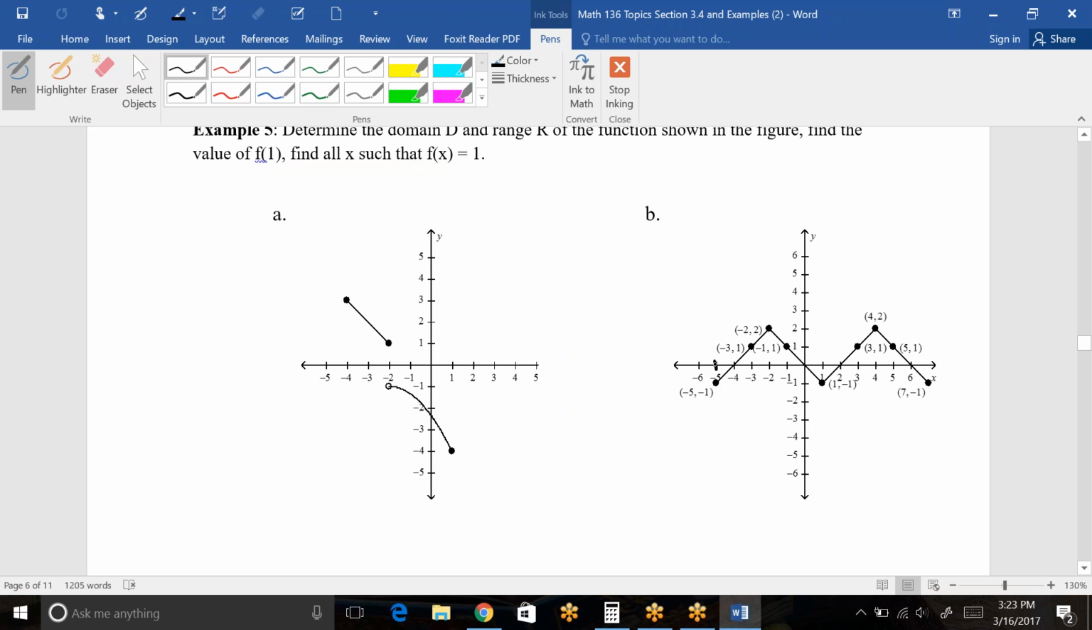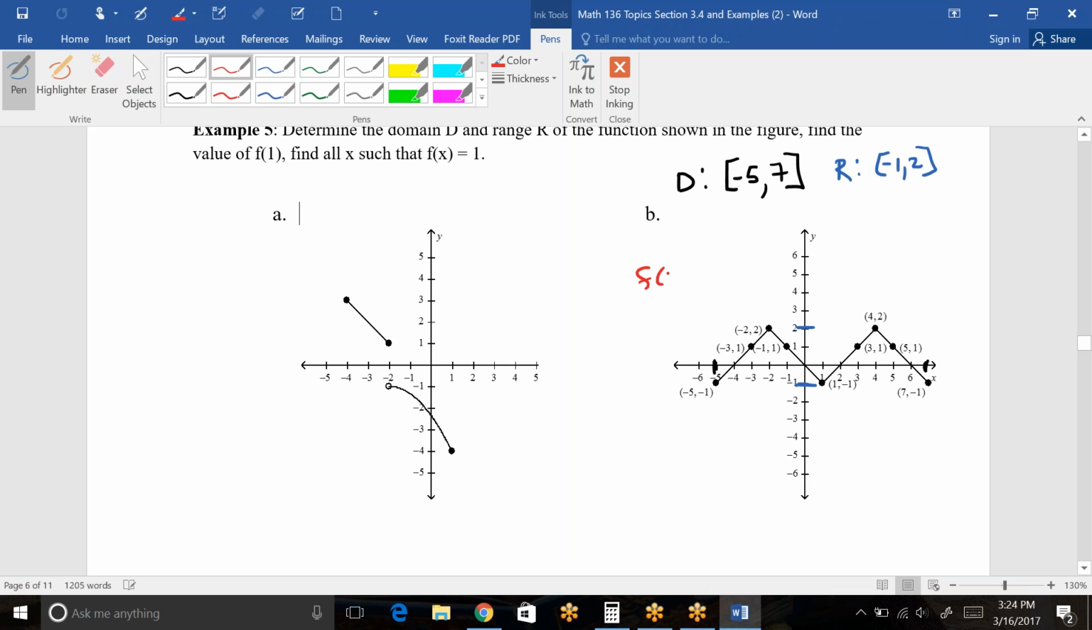So for this first one, I'm going to mark off on the x-axis, where does this start and end? So for the domain, I start at -5 and I end at 7. Those are my x values. That's how far on the x-axis this graph stretches. For the range, you look at how big or small the y values get. So from -1 for y up to +2. That's my stretch vertically.